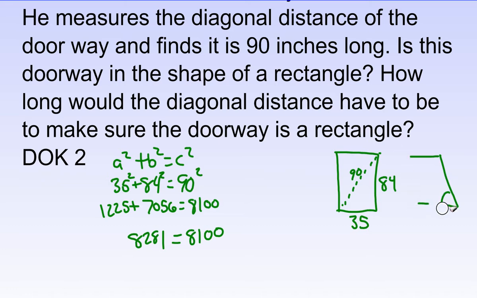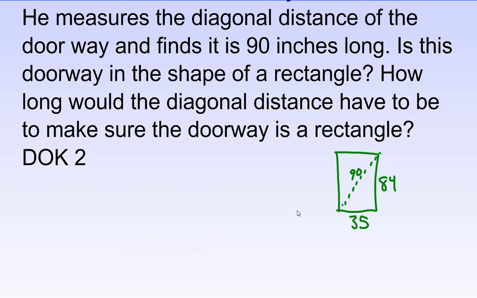How long would the diagonal of the doorway, this diagonal distance, have to be to make sure the door is a rectangle? So if we erase this 90, now say, okay, how big does that have to be? Pythagorean Theorem can help us there as well. A squared plus B squared equals C squared. I'm going to leave the C as C. That's my hypotenuse. That's my missing piece.